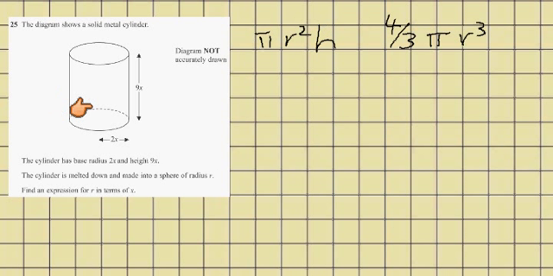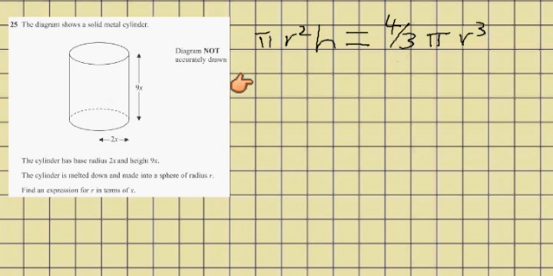Remember what I said at the beginning. If you read this carefully, the cylinder is melted down and made into a sphere. So this cylinder here, whatever its volume may be, is turned into a sphere. Here's the formula for the volume of this cylinder. Here's the formula for the volume of the sphere it gets turned into. This cylinder is turned into a sphere, so you know that its volume will be equal to the volume of the sphere it gets turned into.